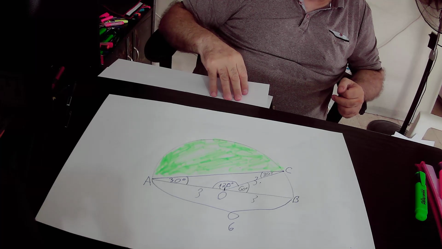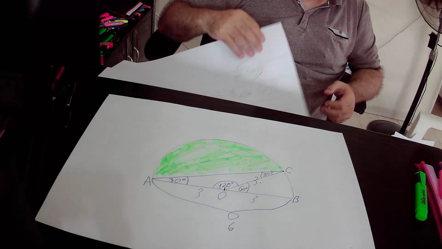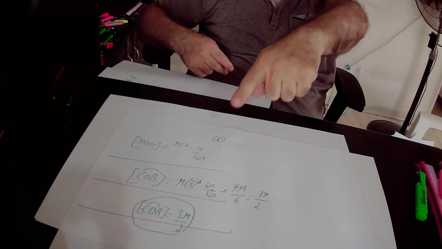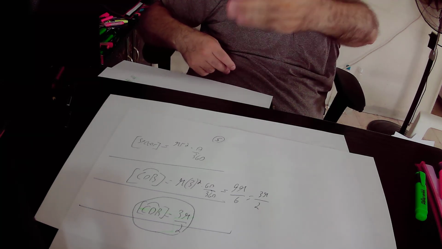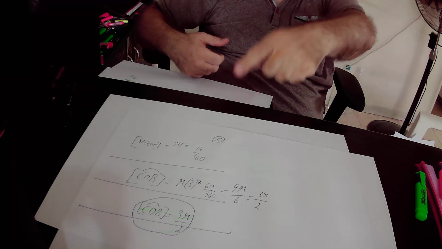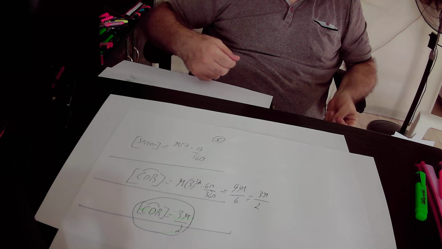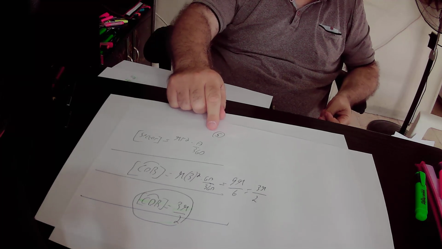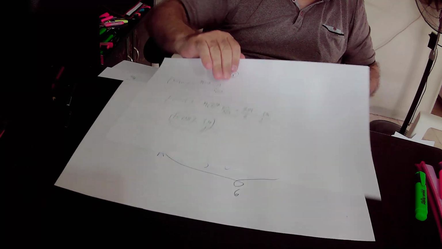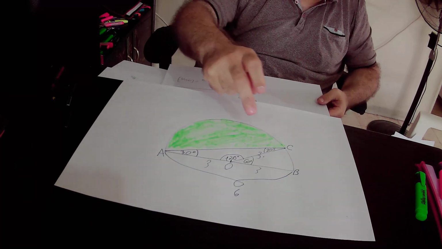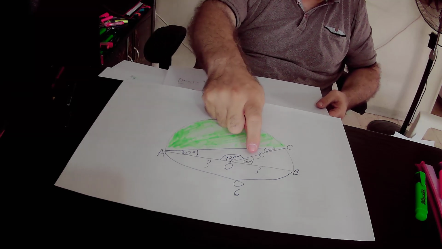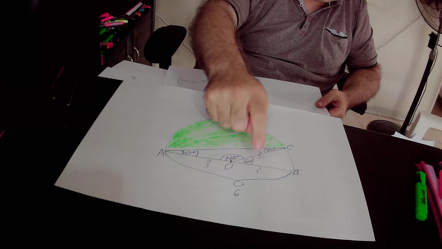We know that the area of any sector equals pi r squared times theta over 360 degrees. R is the radius of the circle that contains the sector, and theta is the angle between the legs of the sector. We know that the radius of this semicircle is 3, and the angle between the legs of sector COB is 60 degrees.